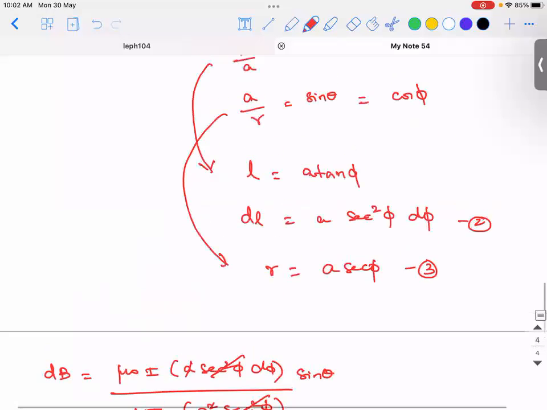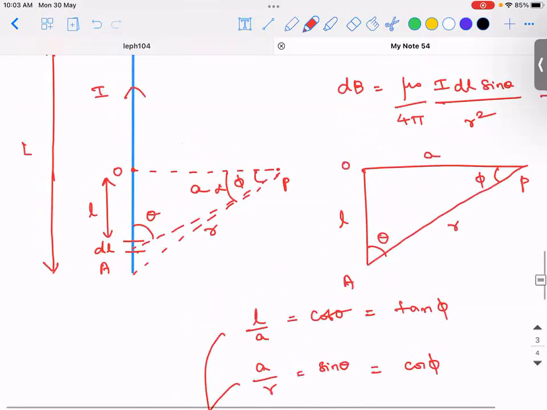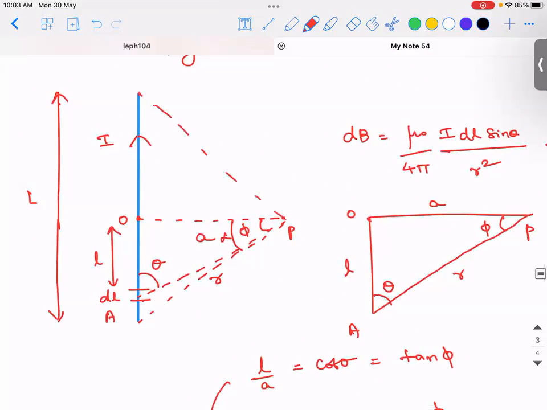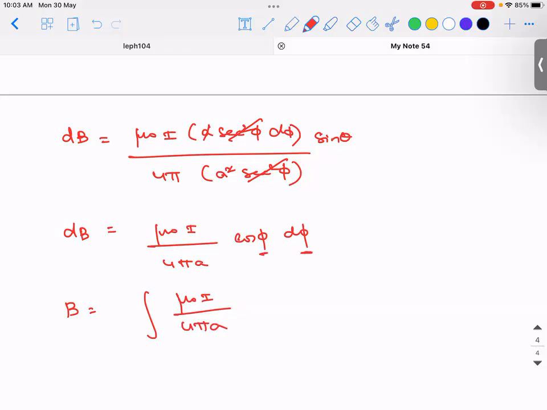Observe what I'm going to do. I will take the bottommost point's limit as alpha and the topmost point's limit as beta. So mu naught I divided by 4 pi A into cos phi d phi. So B will be equal to the integral of mu naught I divided by 4 pi A into, what is the limit of phi that we have taken? At the bottom it is alpha, at the top it is beta. So I'll go from top to bottom because that is the direction of my current.